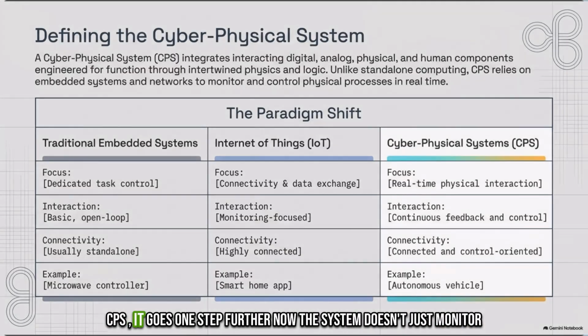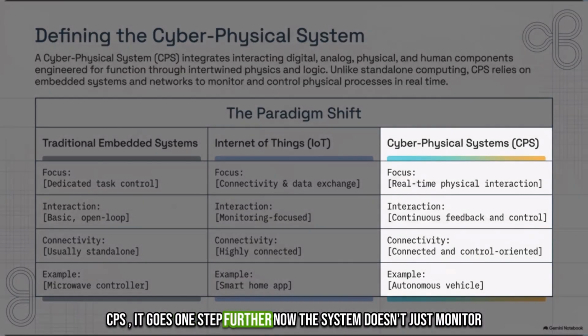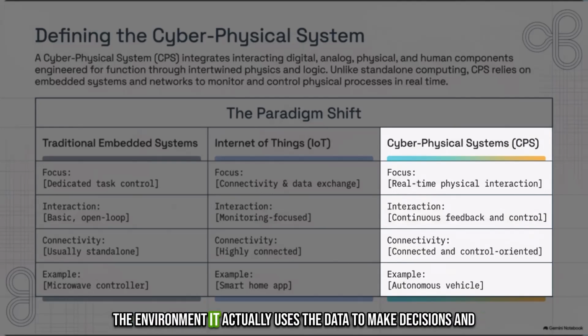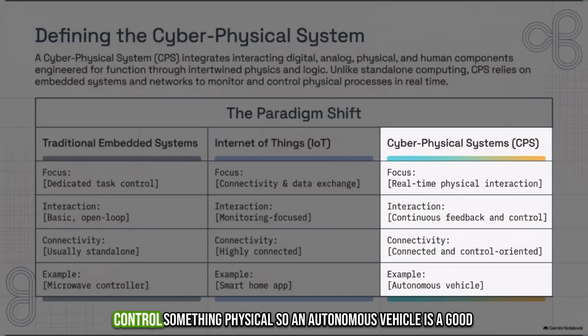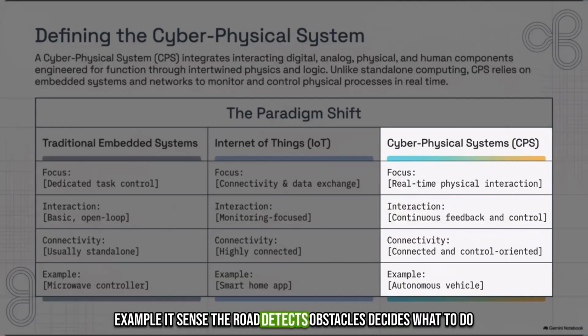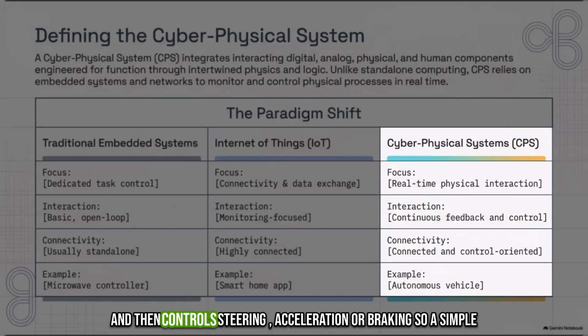As for CPS, it goes one step further. Now the system doesn't just monitor the environment. It actually uses the data to make decisions and control something physical. So an autonomous vehicle is a good example. It senses the road, detects obstacles, decides what to do, and then controls steering, acceleration, or braking.